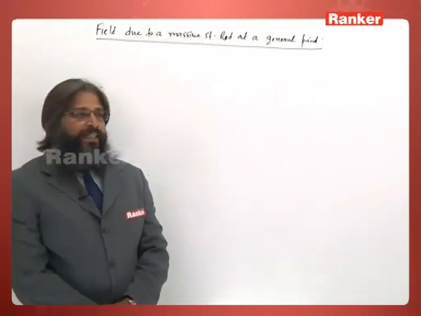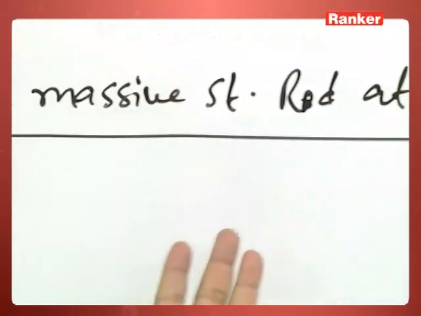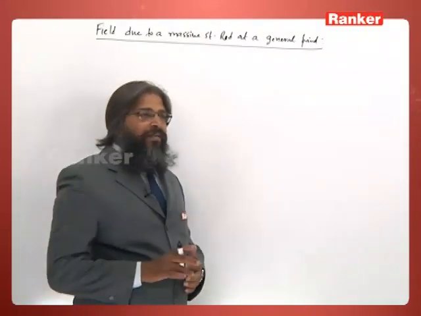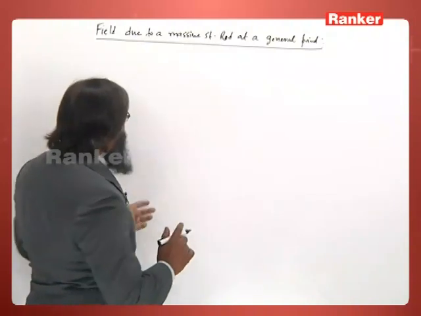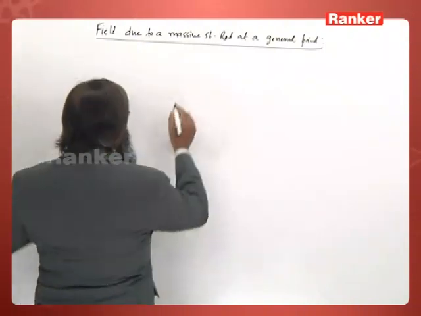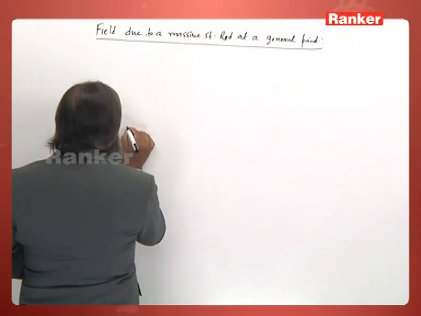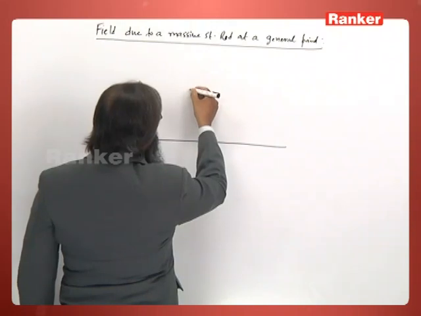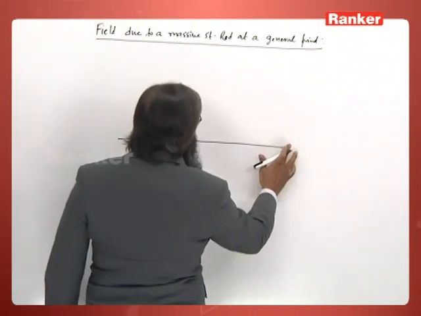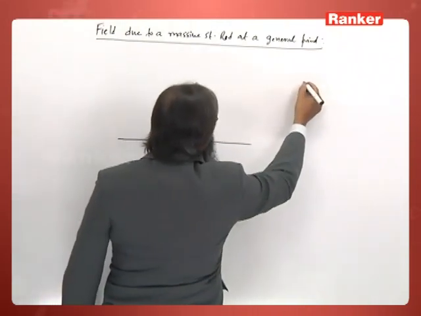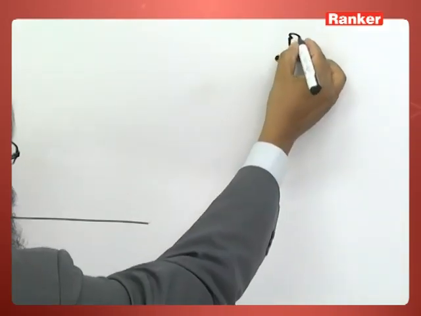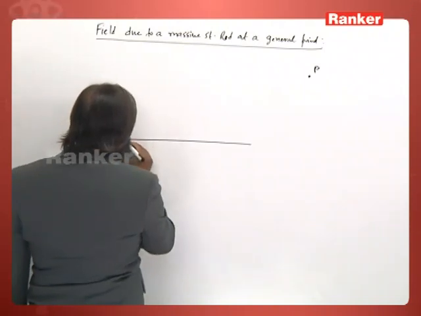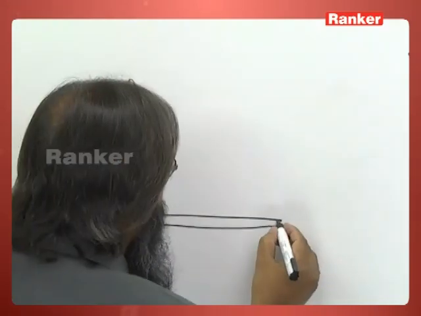Now, let us calculate the field due to a massive straight rod at a general point. In the first session we learnt the field due to this massive rod at an equatorial point. Suppose this is a rod we consider, but not at a general point. Presently, let us see, suppose this is a general point P. I wish to calculate the gravitational field due to this rod.